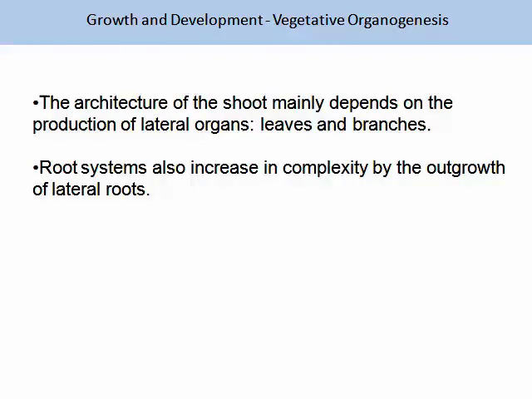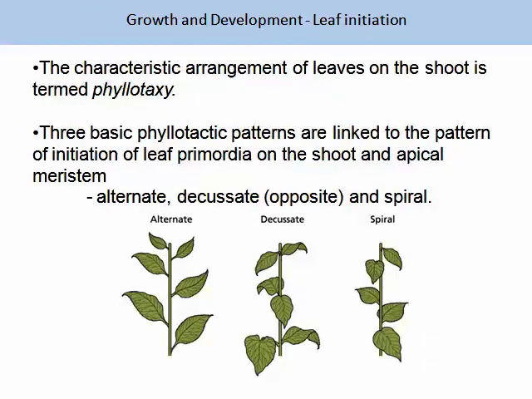The architecture of the shoot mainly depends on the production of the lateral organs, leaves and branches. The root systems also increase in complexity by the outgrowth of the lateral roots. This is collectively known as vegetative organogenesis. Now we shall look at leaf initiation.